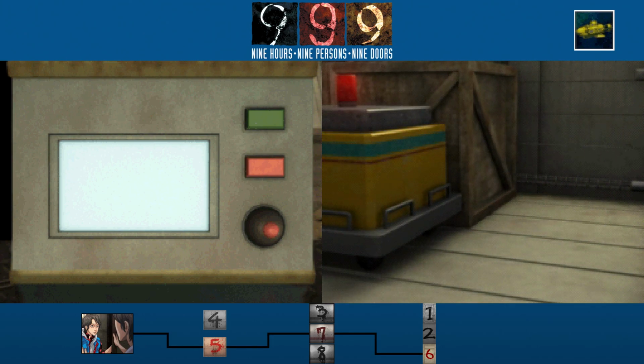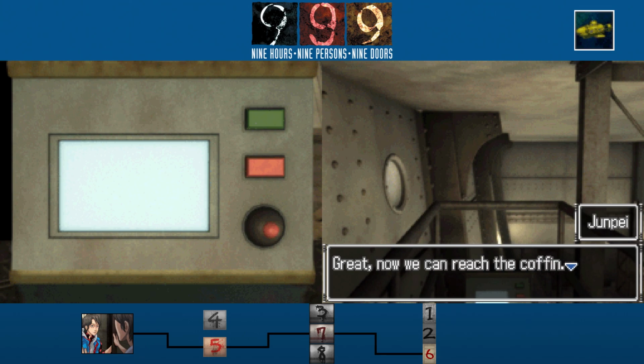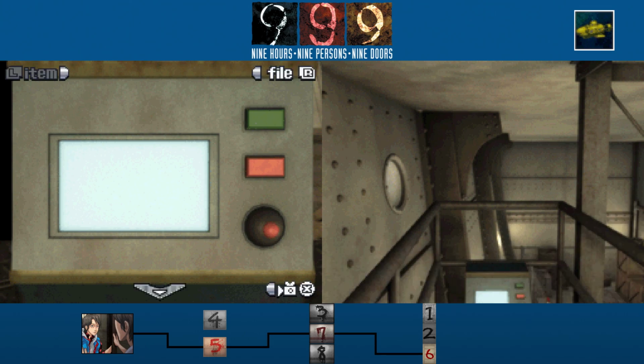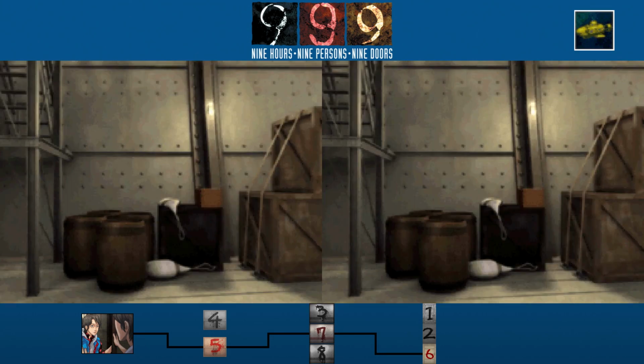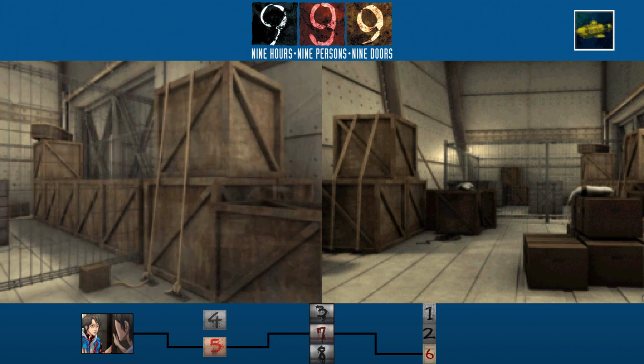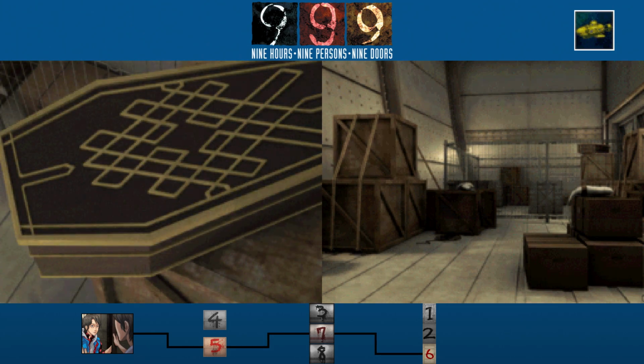Let's go Pushmaster. Awesome, the Pushmaster 5000 did just what I told it to and lined up all the crates. Great, now we can reach the coffin. We just need to climb those crates over by the fence. So let's go do exactly that. And coffin, what do you got for us?